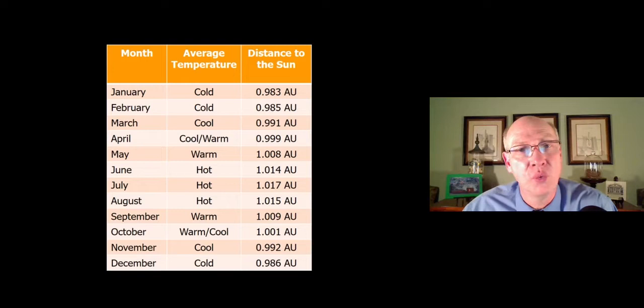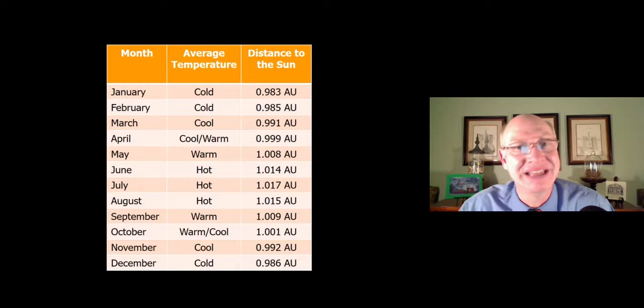What this table tells us, what the data tells us, is that the distance from the Earth to the sun does not have an effect on our seasons. We do not have seasons on the Earth because the Earth is closer to the sun in July and farther from the sun in January, because exactly the opposite is true. The Earth is closest to the sun in January when it's coldest, and we are farthest from the sun in July when it is hottest.